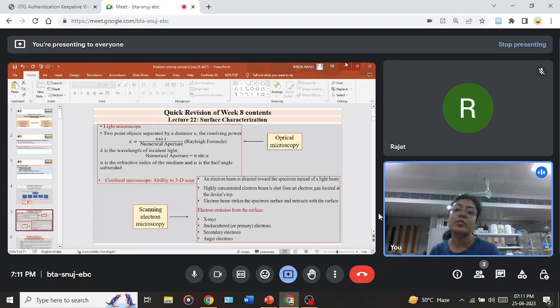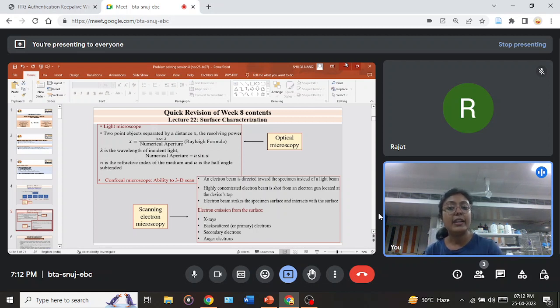Confocal microscopy has the ability to do 3D scanning. Very thin samples or skin-based samples like skin can also be assessed through confocal microscopy. In scanning electron microscopy, an electron beam is directed toward the specimen instead of a light beam. So in light microscopy we use a light beam, whereas in scanning electron microscopy we use an electron beam.